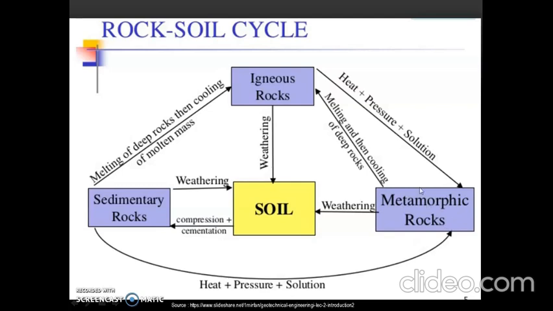And then the metamorphic rock is formed from igneous and sedimentary rocks due to heat, pressure and solution. And due to compression and cementation of the soil, sedimentary rock is formed. And by the weathering of igneous, sedimentary and metamorphic rock, soil is formed. So soil is formed by physical and chemical weathering.